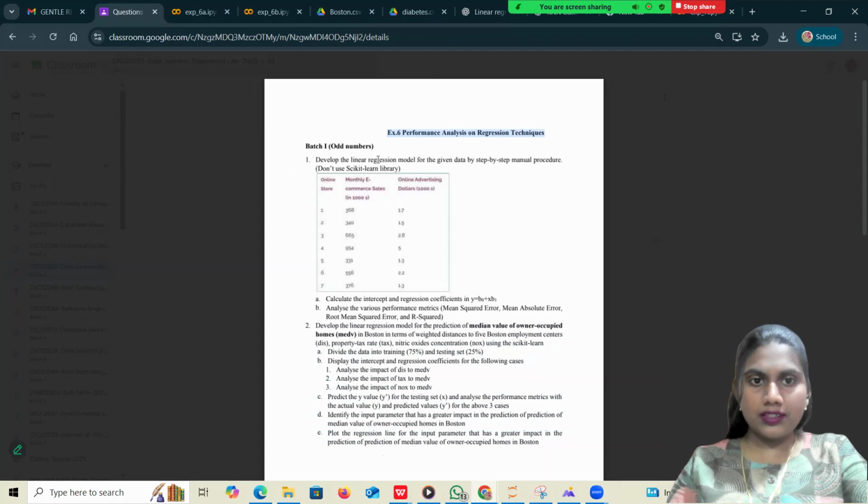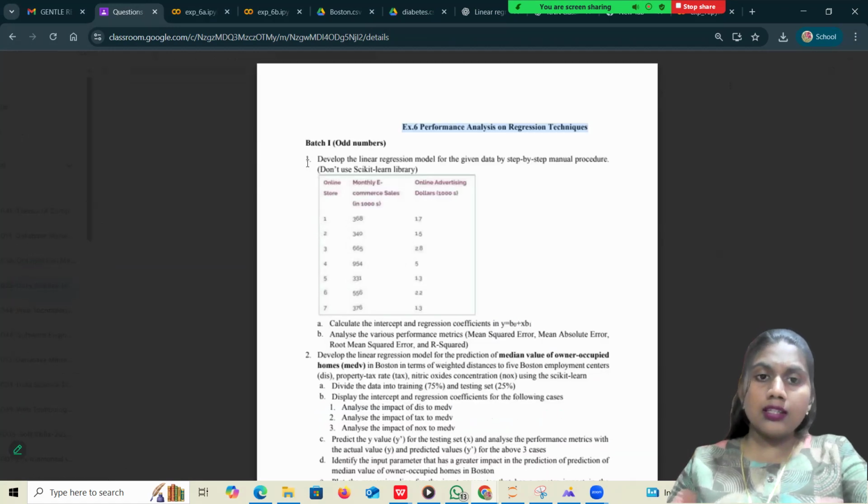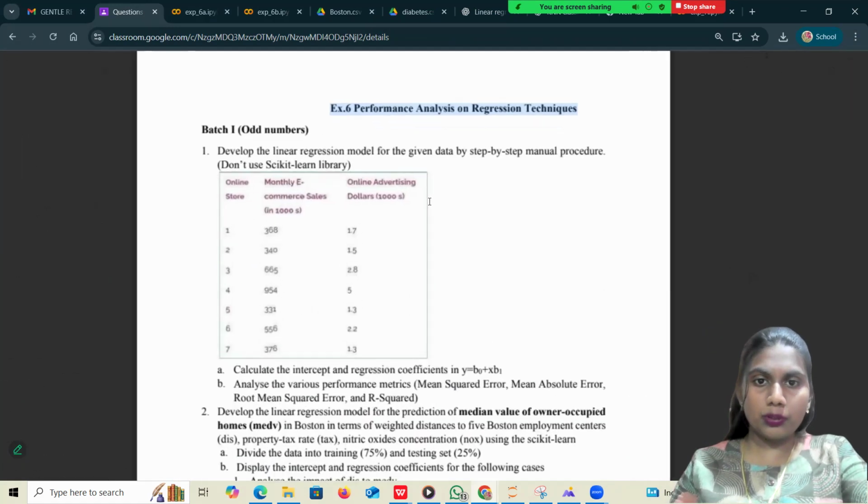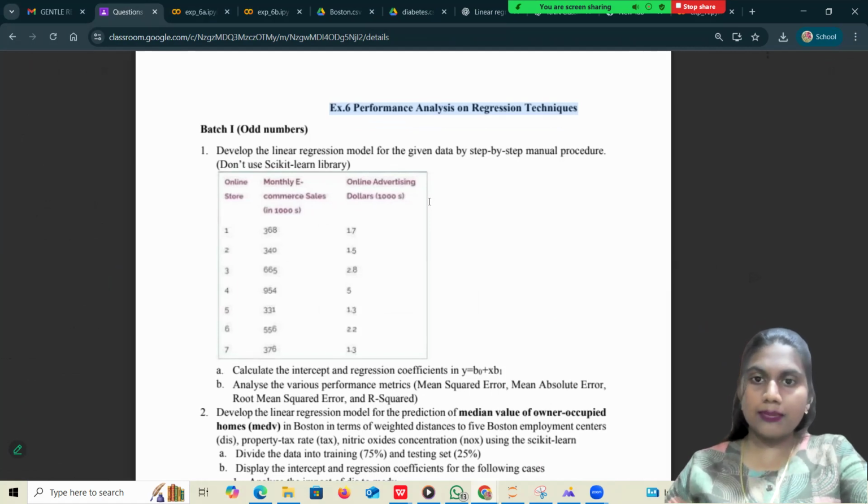Today we are going to see my sixth experiment, that is performance analysis on regression techniques. My first question is, develop the linear regression model for the given data by step-by-step manual procedure. Here they have given a constraint that we should not use the scikit-learn library.